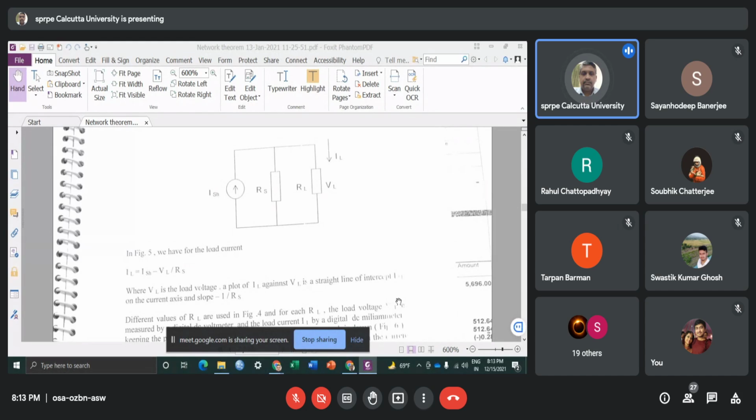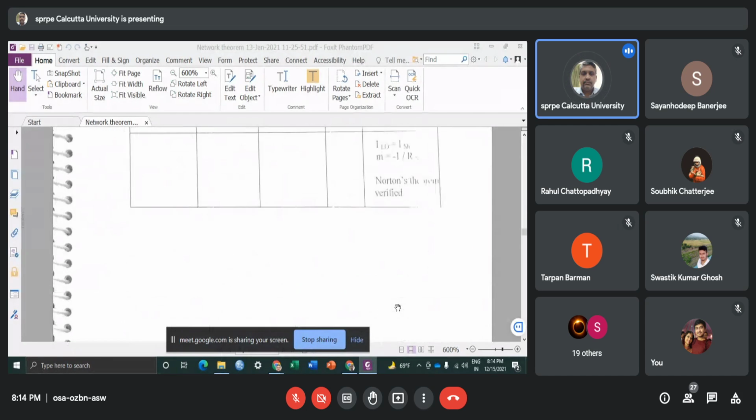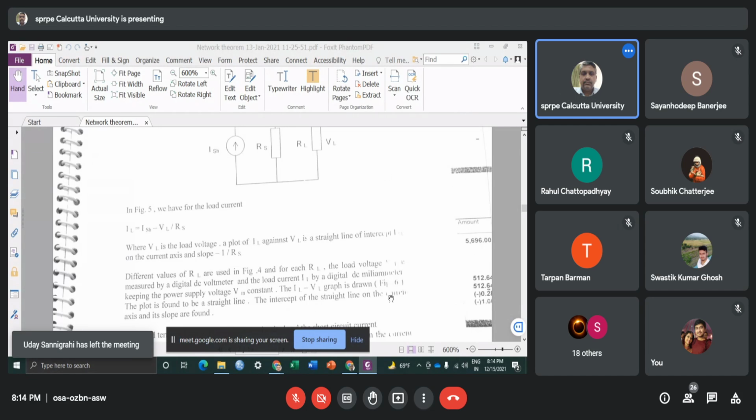So very similar to our earlier graphs, if I plot IL versus VL, this graph will be very similar. The slope will give you minus 1 by RSH, and the intercept on the y-axis will give you ISH. So the procedure is more or less very similar to what you followed for the Thevenin resistance.